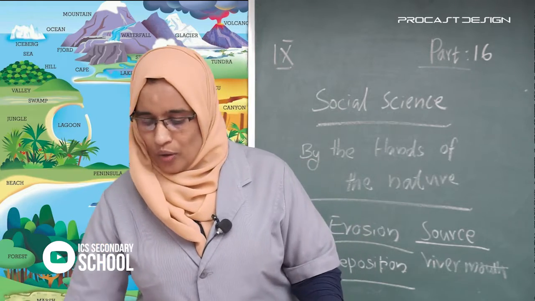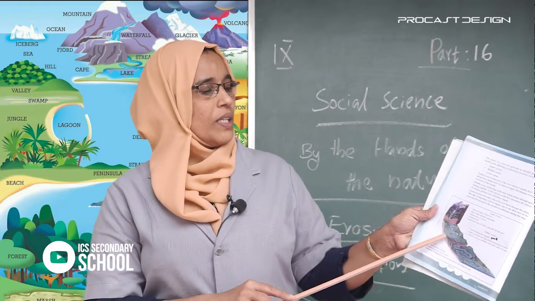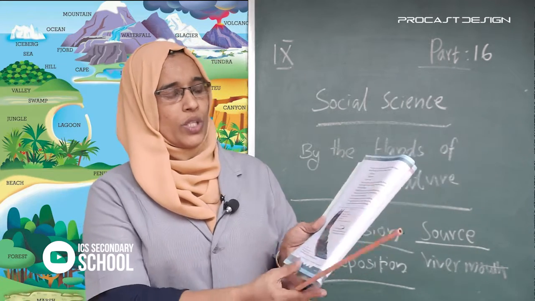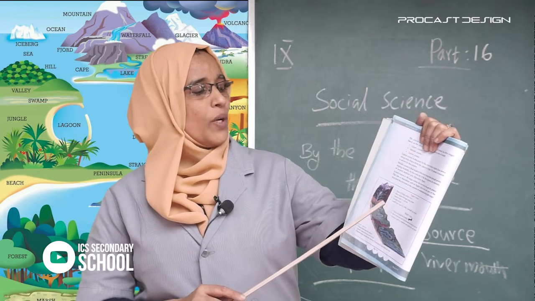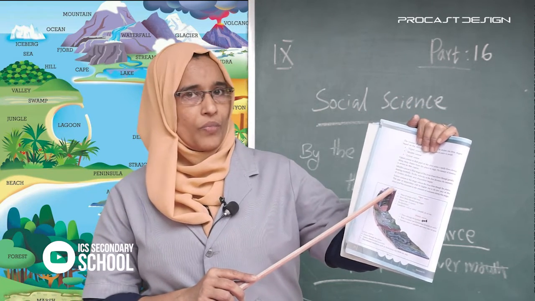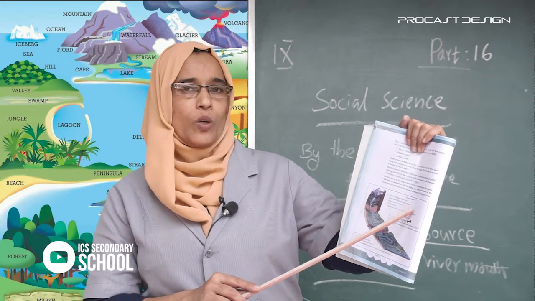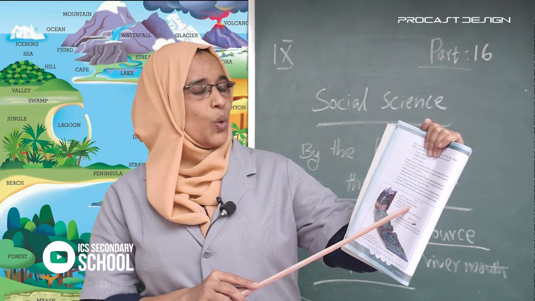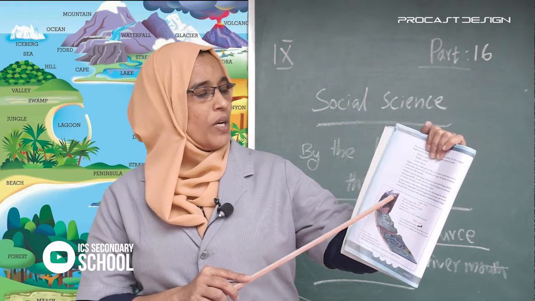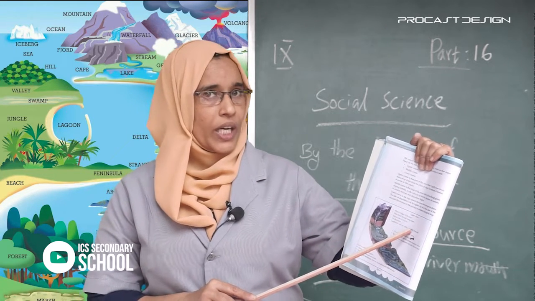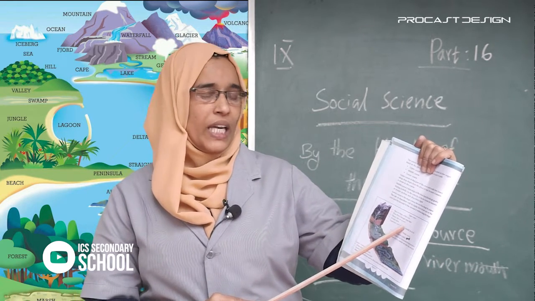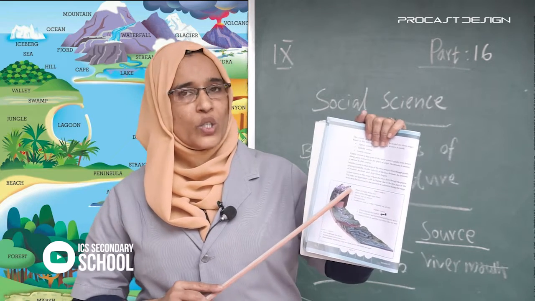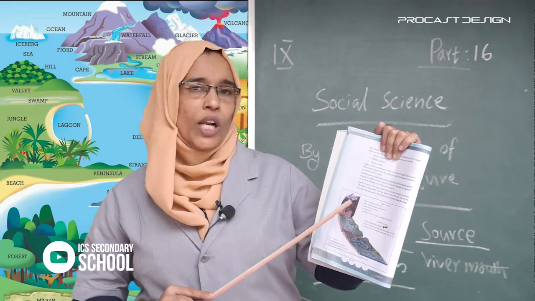Okay. Listen, all of you. Upper course, middle course, and lower course. Three courses. The upper course is the place of origin of the river. The river flows through steep slopes, with an intense rate of erosion, not deposition, and landforms such as valleys and waterfalls are seen in the upper course area.